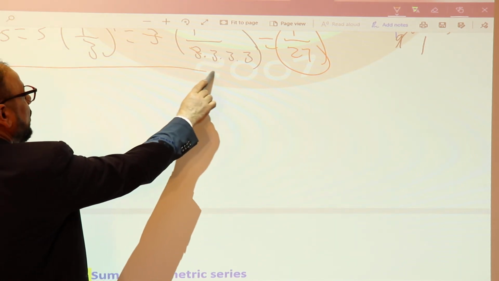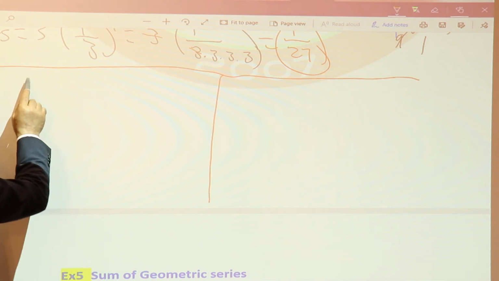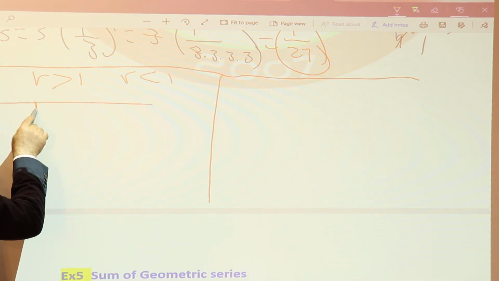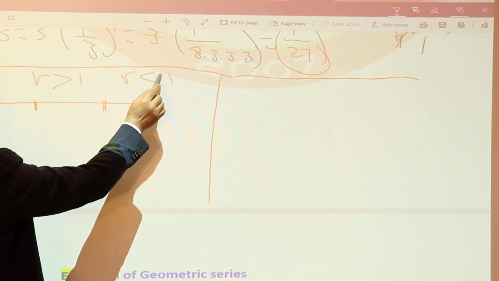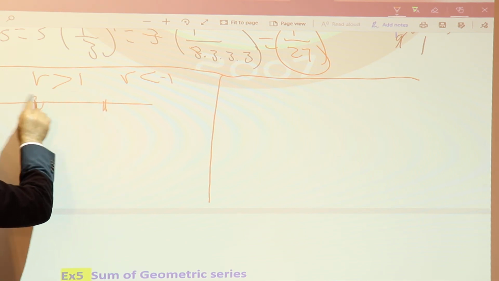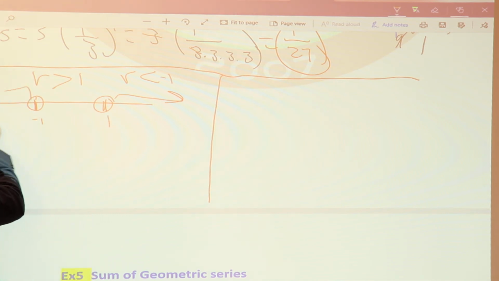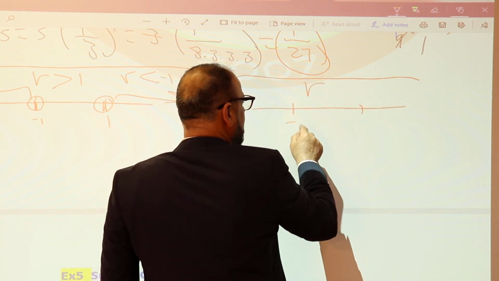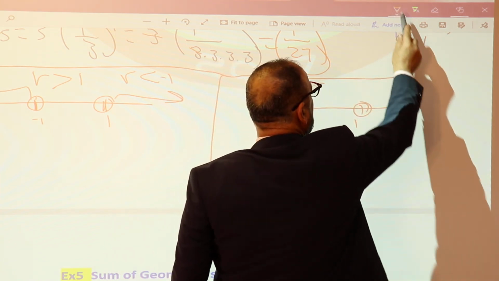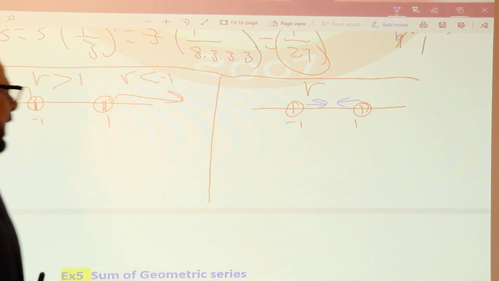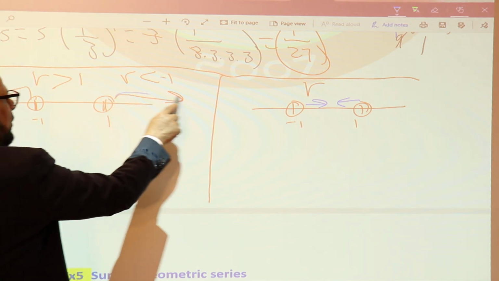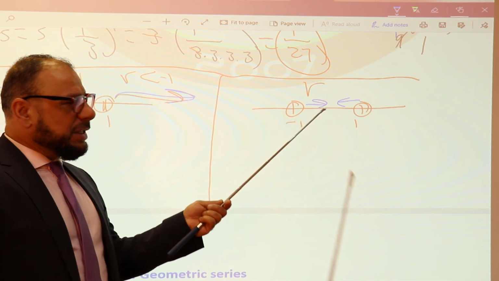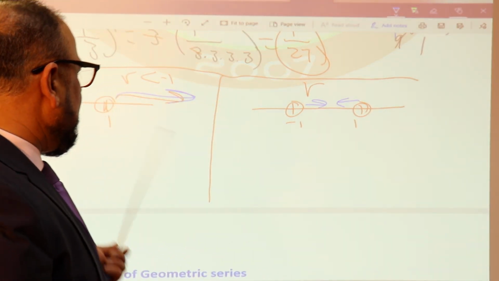Now, what we notice from these two problems is that r is greater than 1 or r is less than 1. This is the number line. This is -1. My r, we don't use 1. My r could be to the right of 1 or to the left of -1. And the second type of geometric sequence is when r is between -1 and 1. You see, I have two types of geometric sequence. The first type has a ratio that goes from 1 to the right or from -1 to the left. The other one is between -1 and 1, like the one I did, which is 1/3.